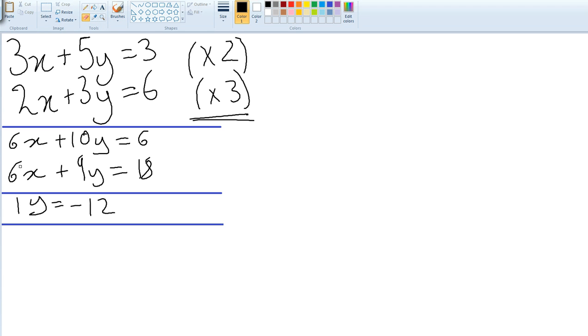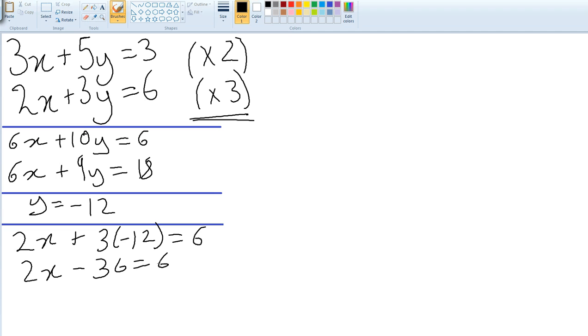So now what we need to do is put that value of y into one of the equations again to get our value of x. So let's do that. The bottom one looks most simple again, so we'll do 2x plus 3 times minus 12, and that equals 6. So 2x minus 36 equals 6. 2x equals 42. We'll add 36 both sides to cancel that out. Then x equals 42 divided by 2, or 21. And that's our values. y equals minus 12, x equals 21.